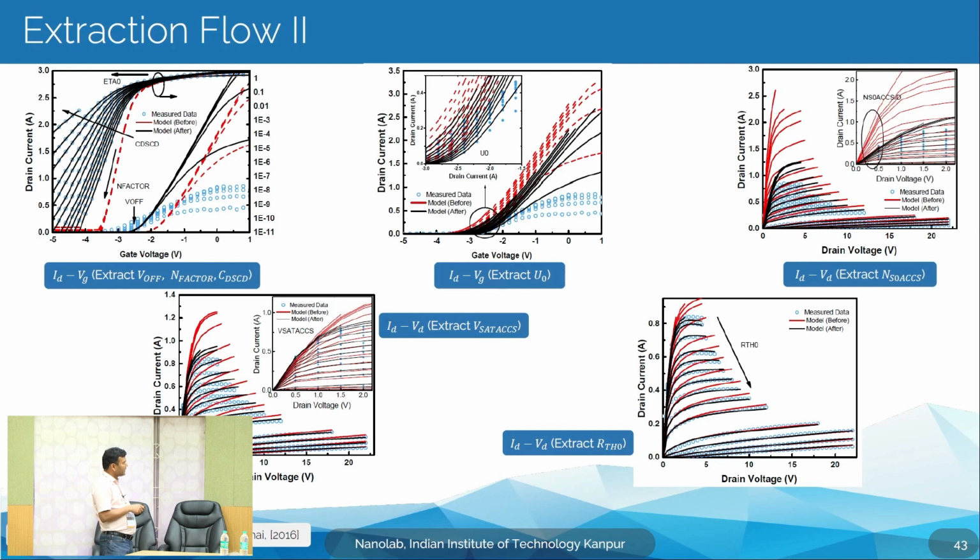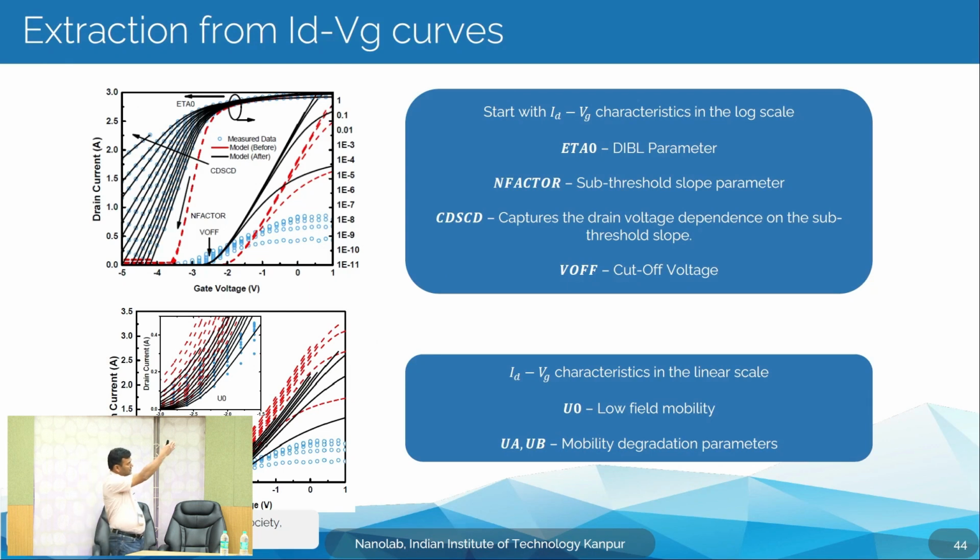So, this is just showing how the parameter extraction is done step by step. First in the subthreshold region, then in the low VDS linear region, then strong inversion, which in this case is above Voff, and then we go for IDVD, and further IDVD including velocity saturation and the excess region velocity saturation effect and the self-heating effect. These are again the parameters which are needed for fitting the different regions. Okay.